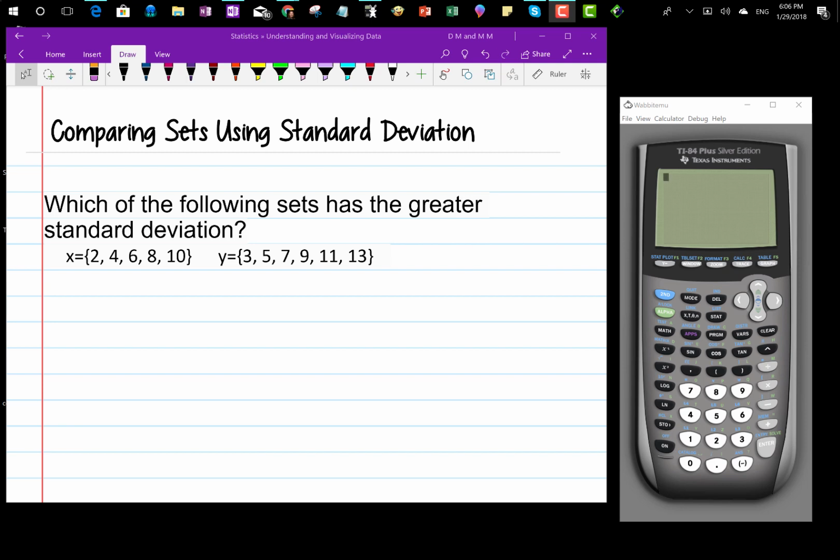Hi everyone, in this video we're going to be comparing two sets using standard deviation. Here they say which of the following sets has the greater standard deviation, and they give us two data sets.